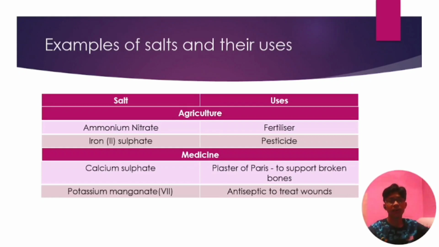Examples of salts and their uses. Firstly, in the agriculture sector, ammonium nitrate can be used to make fertilizer. After that, iron sulfate also can be used to make pesticides. Next, for the medicine sector, we have potassium manganate 7 that can be used as antiseptic to treat wounds. Other than that, we also have calcium sulfate that can be used as plaster of Paris to protect or support the broken bone.